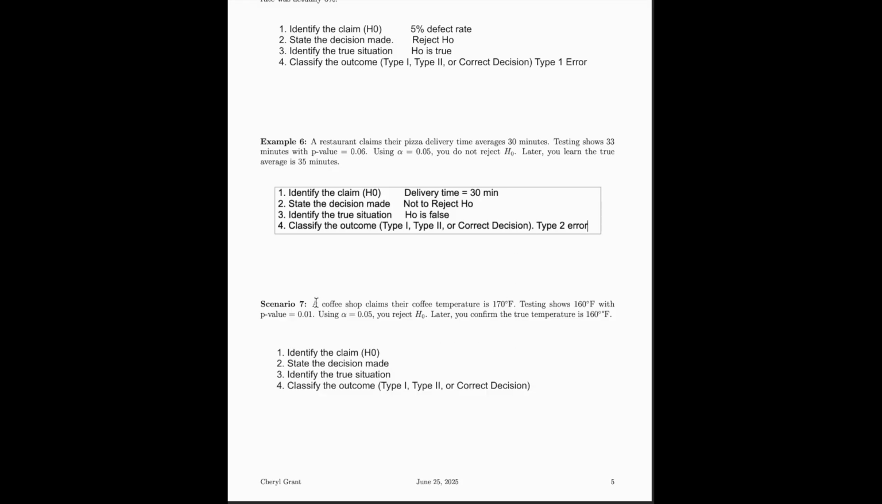Okay, last example. A coffee shop claims their coffee temperature is 170 degrees Fahrenheit. Testing shows 160 degrees Fahrenheit with a p-value of 0.01. Using an alpha of 0.05, you reject H0. Later, you confirm that the true temperature is 160 degrees Fahrenheit. So the claim is that the temperature is 170 degrees Fahrenheit.